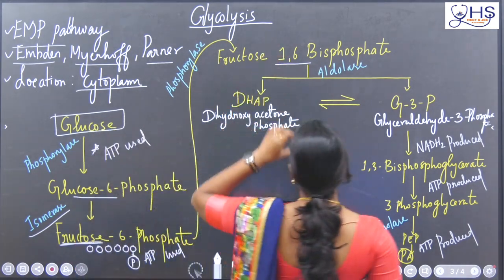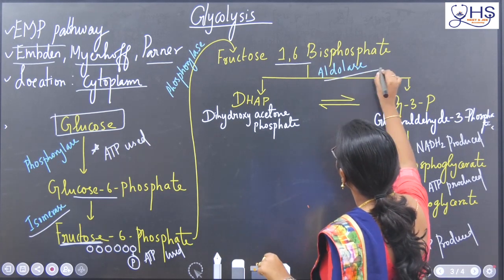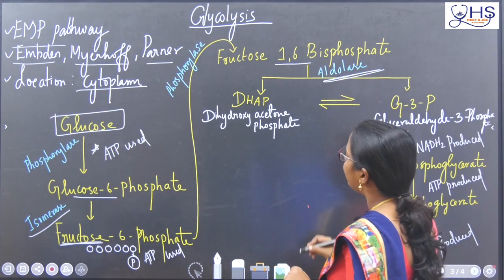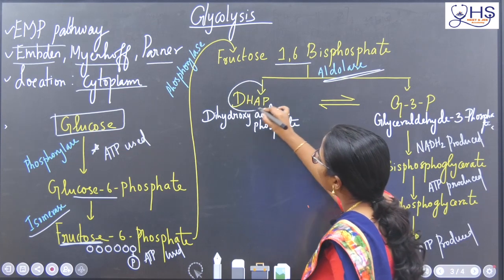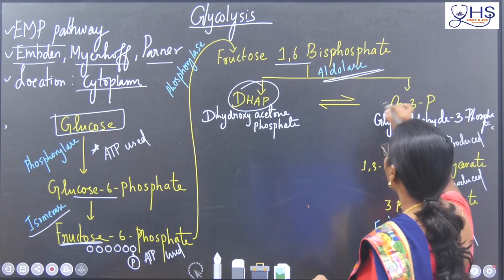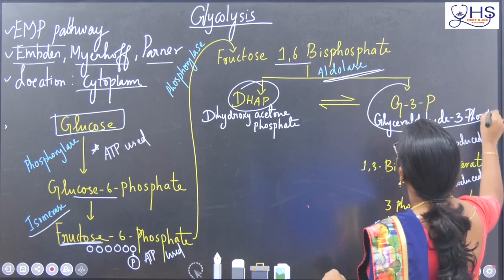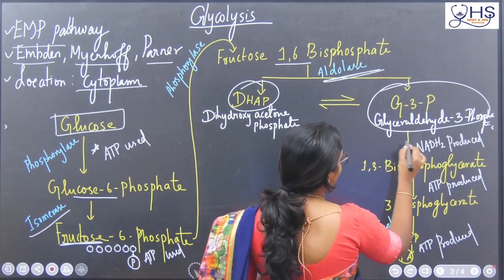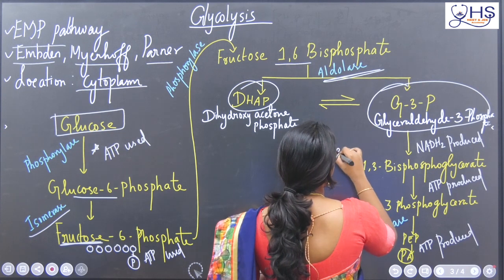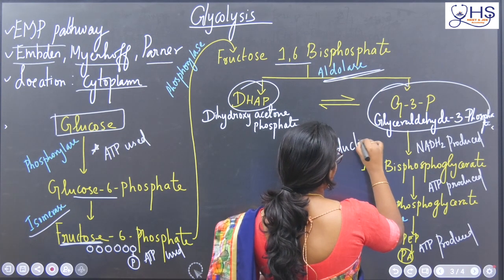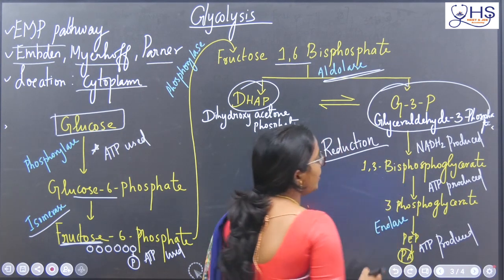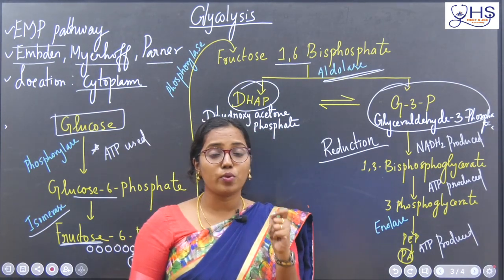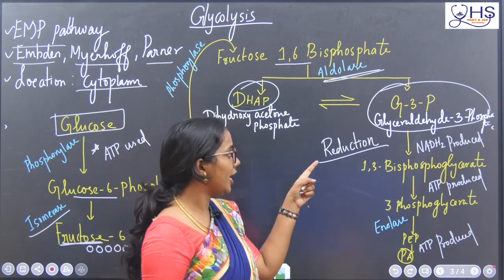Okay, now this fructose 1,6 bisphosphate will break with the help of enzyme aldolase to form one molecule of dihydroxyacetone phosphate and another molecule of glyceraldehyde 3 phosphate. Now this glyceraldehyde 3 phosphate will undergo a reduction. So here for the very first time the energy compound is produced. What is the energy compound?